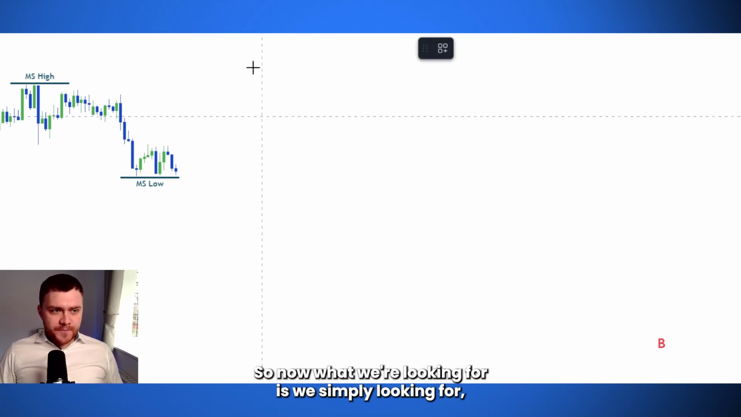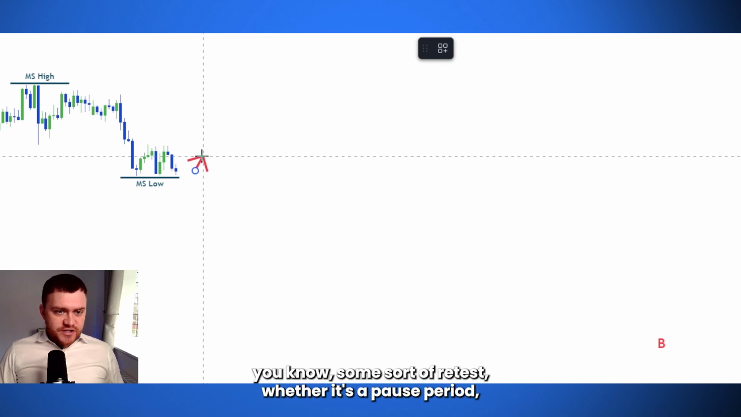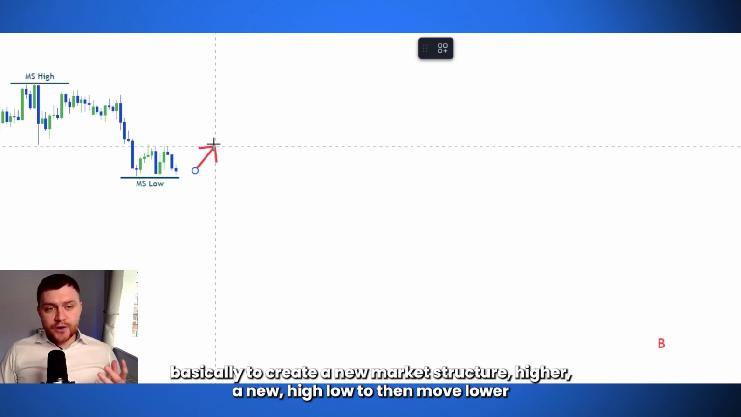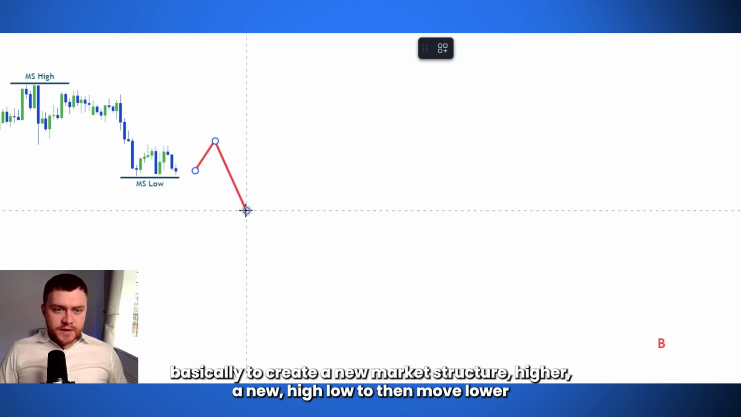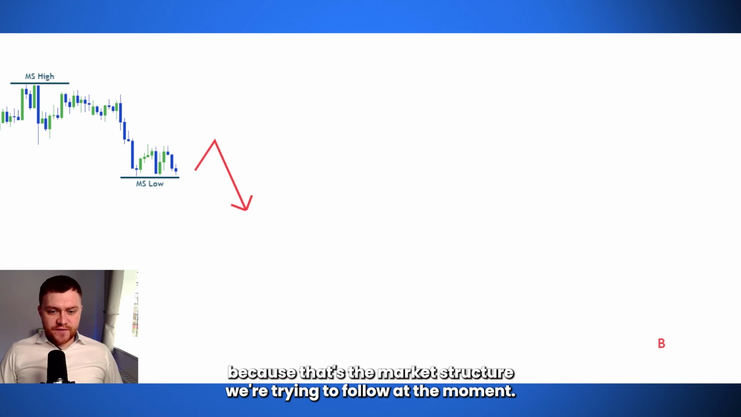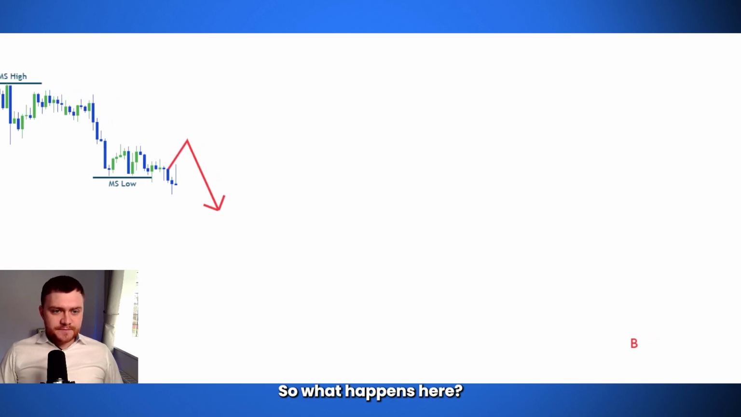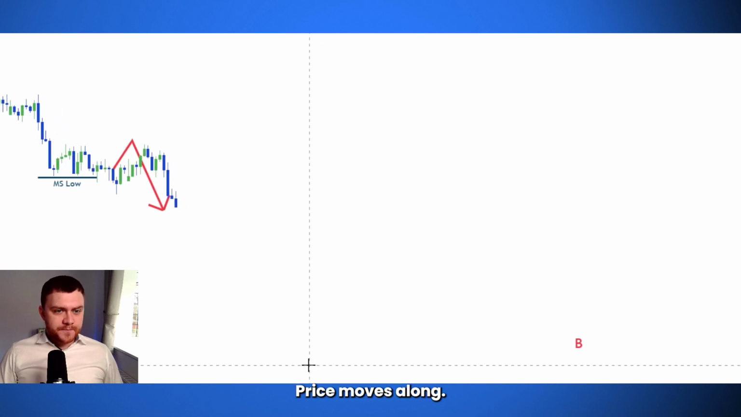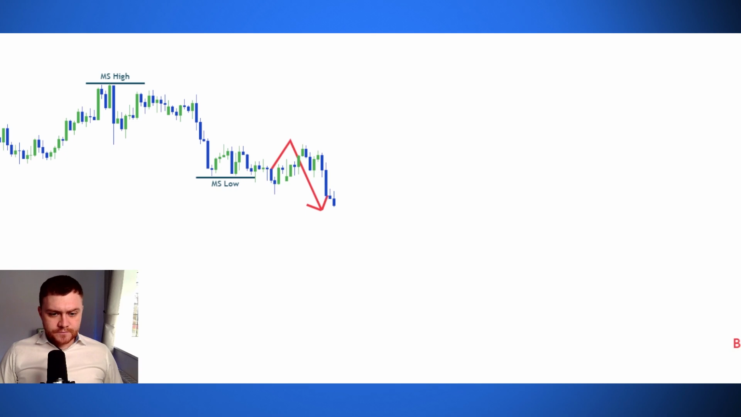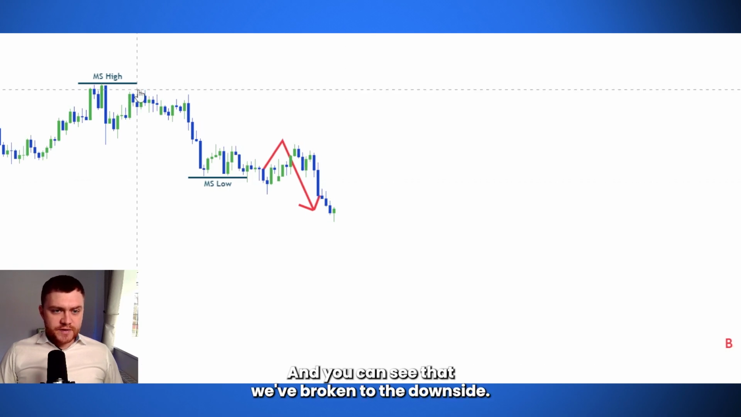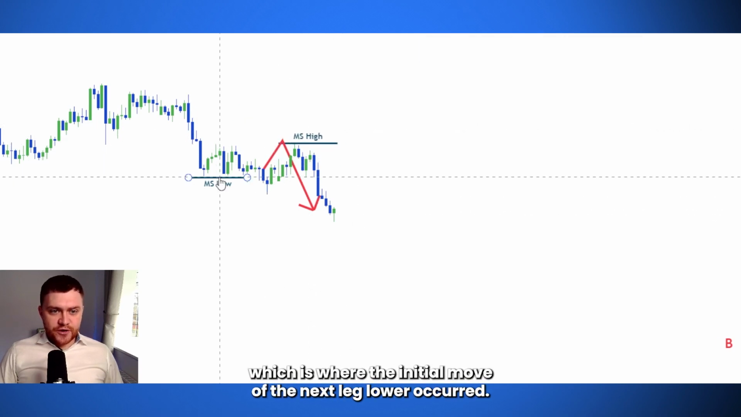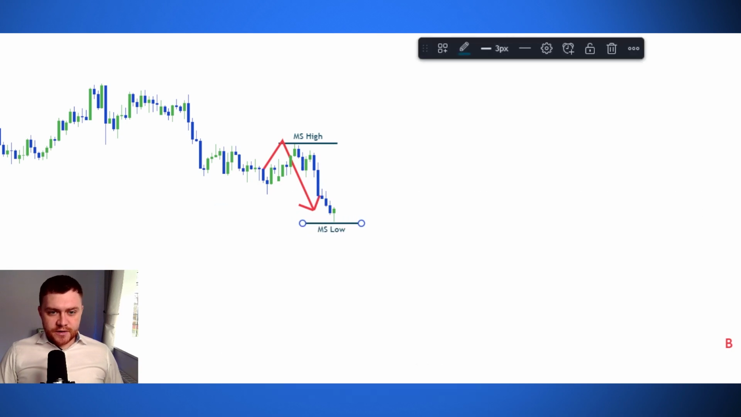So now what we're simply looking for is some sort of retest, whether it's a pause period, basically to create a new market structure high, a new lower high, to then move lower, because that's the market structure we're trying to follow at the moment. So what happens here? Price moves along, and you can see that we've broken to the downside. So we can now move this new market structure high to here, which is where the initial move of the next leg lower occurred. We play it through.